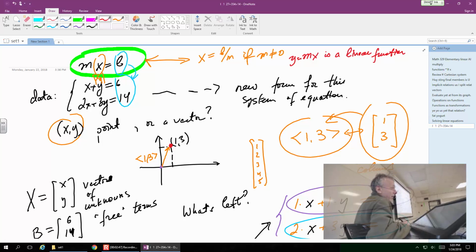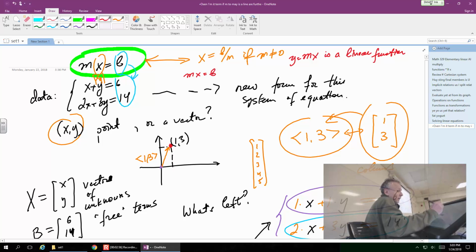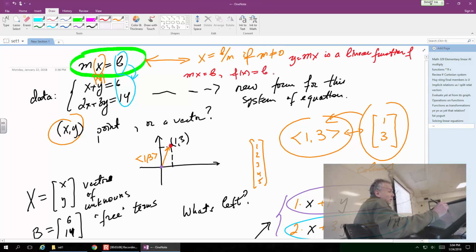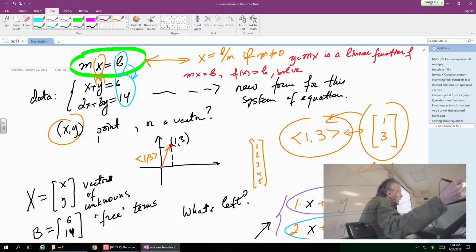Okay, so then the solution can also be interpreted this way: mx equal to b. Well, let's call that function f. Then my equation becomes f of x equal to b. How do we solve those equations? f of x equal to b, how do I find x? Inverse, right. That's it. x equals f inverse of b.